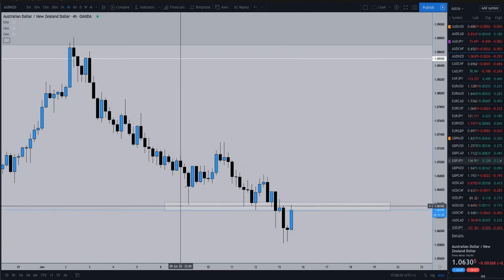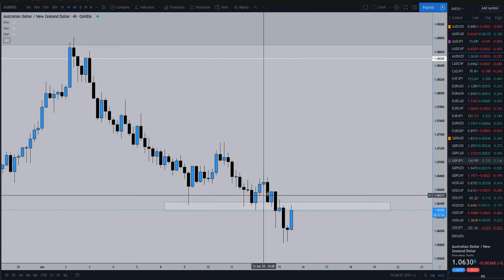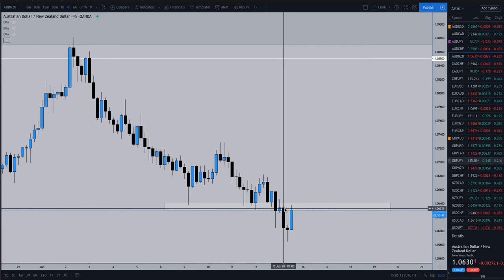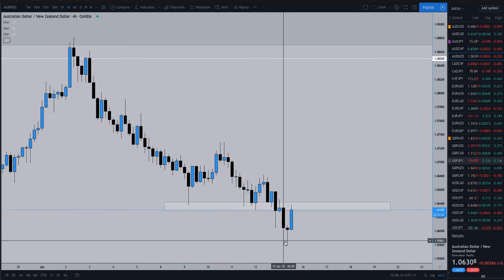So wicked, wicked, wicked, wicked. Nothing broke it until here. Once we broke it, we retested it. We broke through. I mean, we already broke. Once we retested, we had a strong bearish movement.